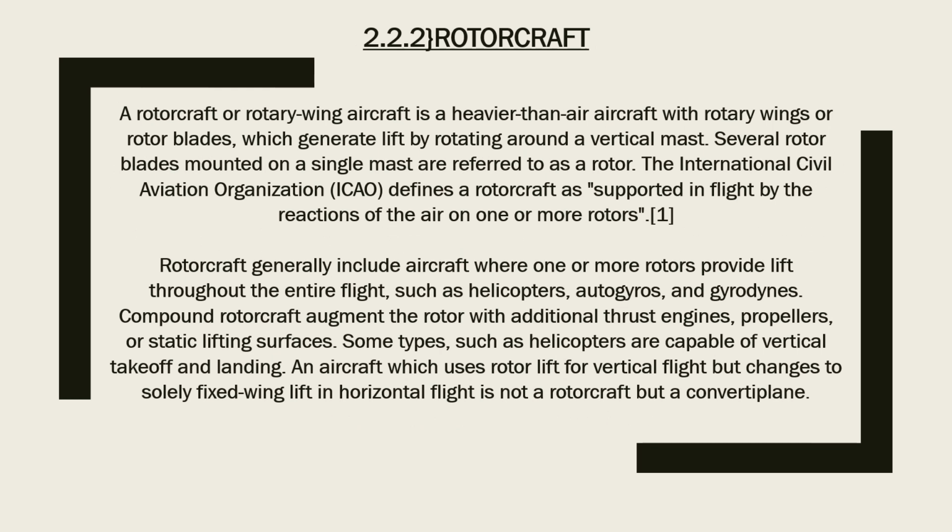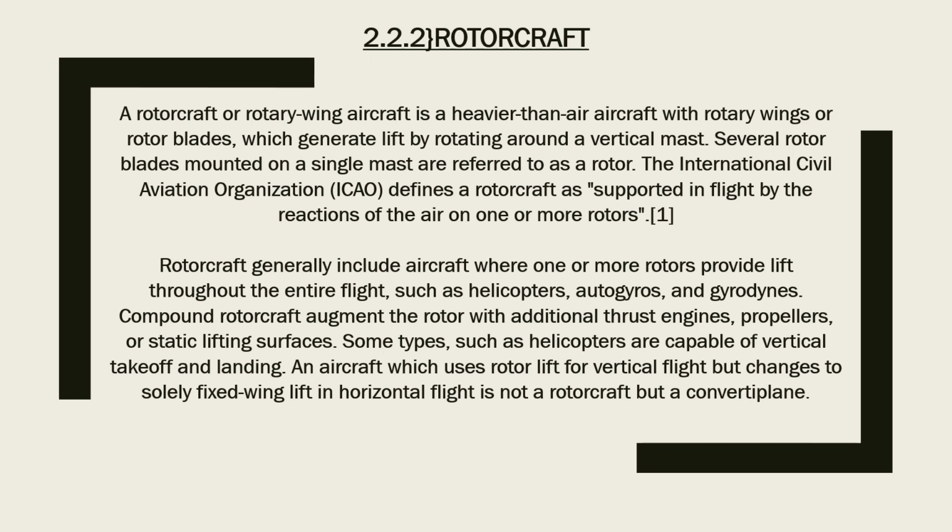So let's see what a rotorcraft is. A rotorcraft or rotary wing aircraft is a heavier than air aircraft with rotary wings or rotor blades which generate lift by rotating around a vertical mast. Several rotor blades mounted on a single mast are referred to as a rotor. The International Civil Aviation Organization (ICAO) defines a rotorcraft as supported in flight by the reaction of the air on one or more rotors. Rotorcraft generally include aircraft where one or more rotors provide lift throughout the entire flight, such as helicopters, autogyros, and gyrodynes.